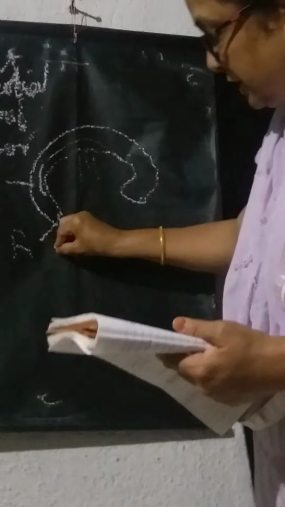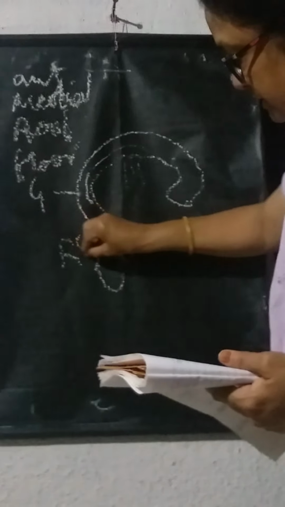The roof is formed by the trunk of the corpus callosum, and the floor is formed by the head of the caudate nucleus. So here you have the thalamus. So somewhere here will be the caudate nucleus.